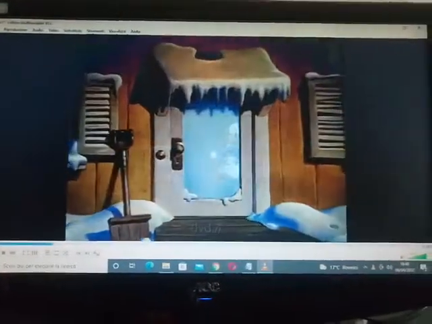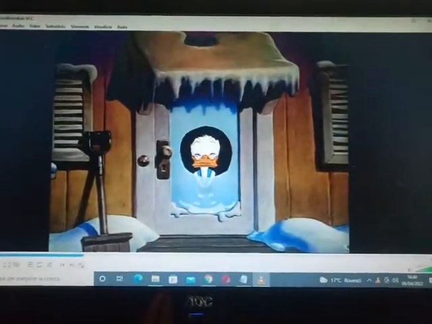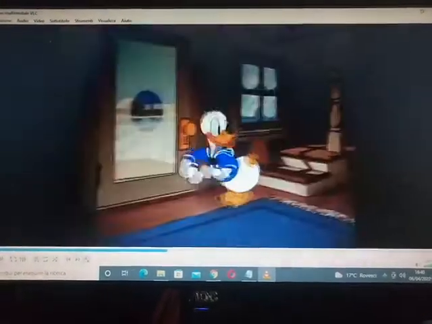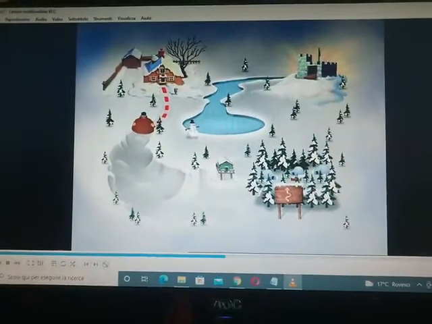It's a perfect day for sledding, which is just what our pal Donald Duck has in mind. Oh no, Donald's sled is missing. His pesky nephews must have taken it for a ride. Let's help Donald chase after Huey, Dewey and Louie and get his sled back.